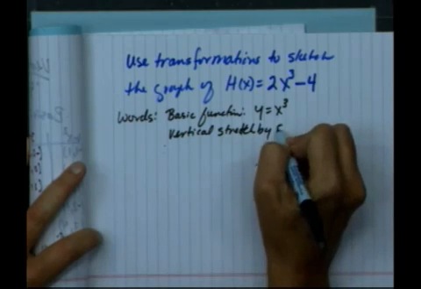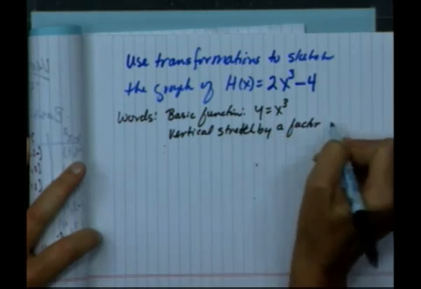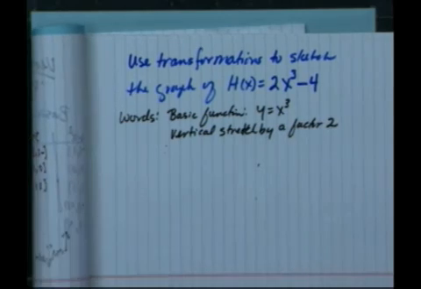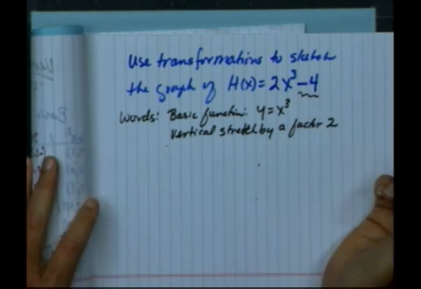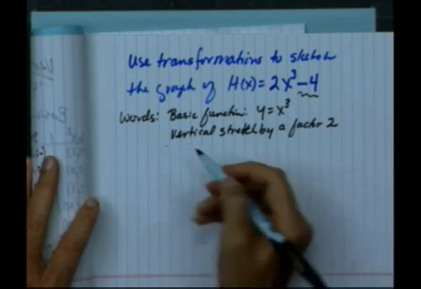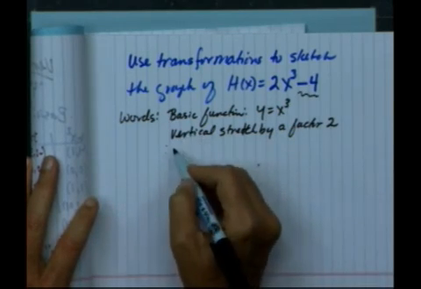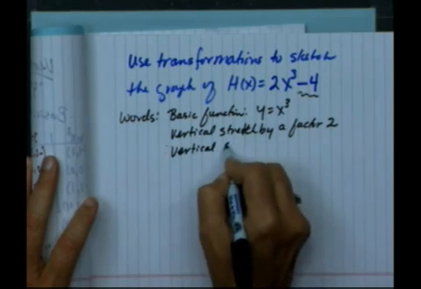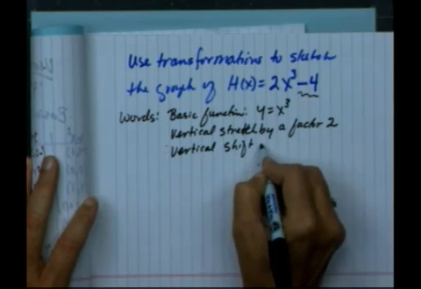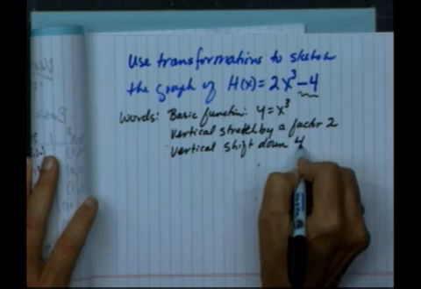By a factor means multiplication. We have a vertical stretch by a factor of 2. Okay, now what does this little -4 right here tell you you're going to do? Shift down vertically, shift down. Vertical shift, I'll use all your words, down 4.